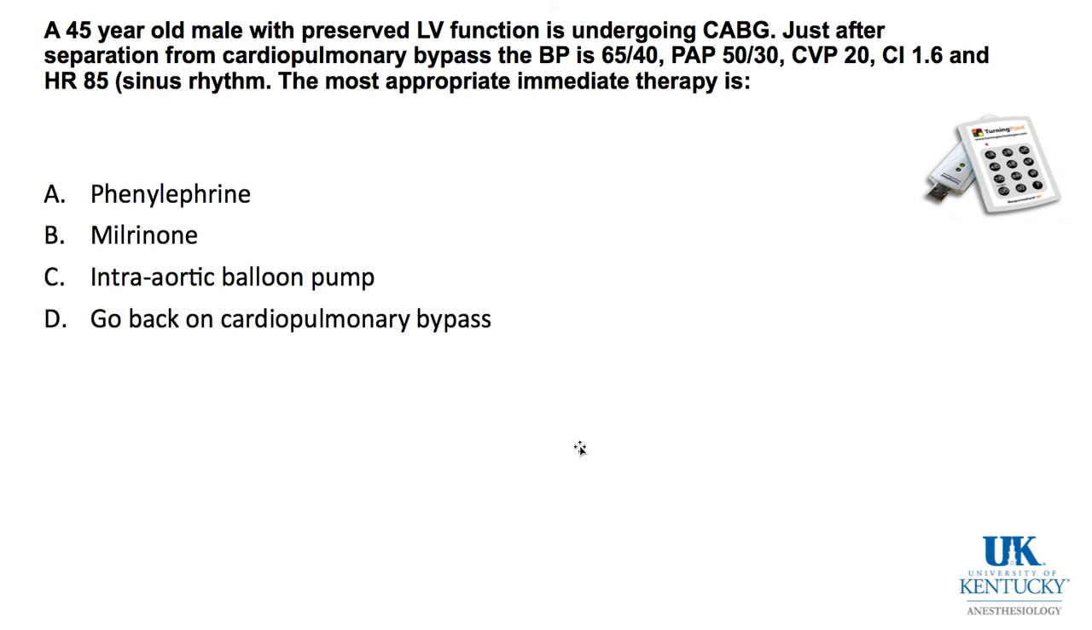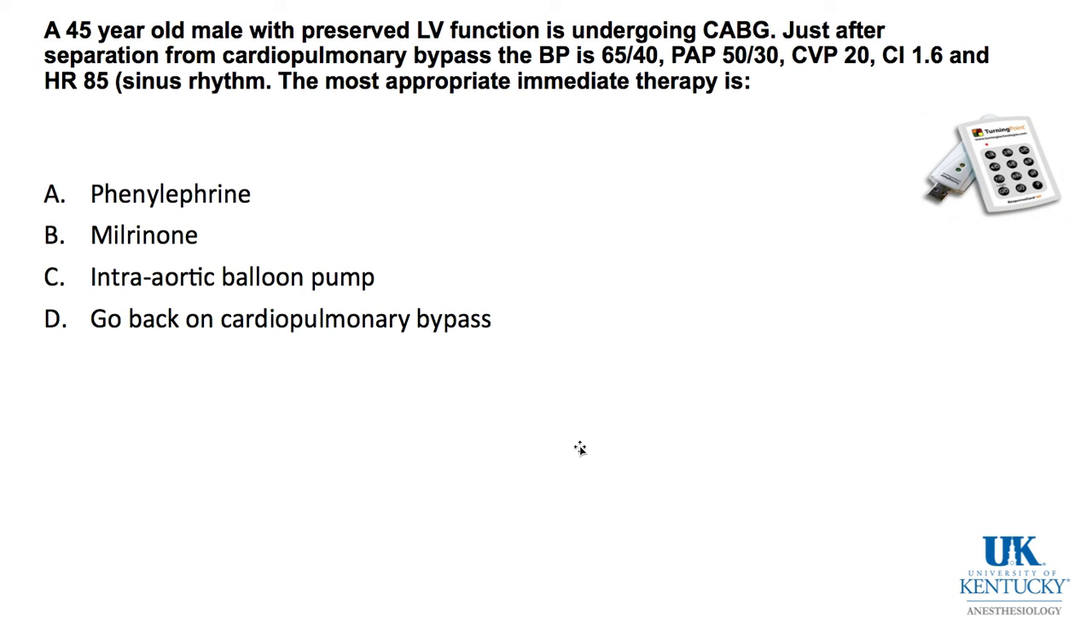Next question is, a 45-year-old male with preserved LV function is undergoing bypass. Just after separation from bypass, the blood pressure is low at 65/40, the pulmonary artery pressure is high at 50/30, the CVP is high at 20, and the cardiac index is only 1.6, heart rate is 85, and sinus rhythm. What's the most appropriate immediate therapy?